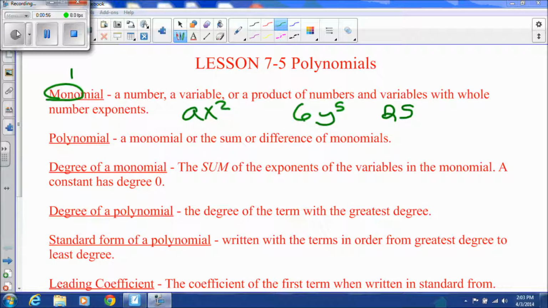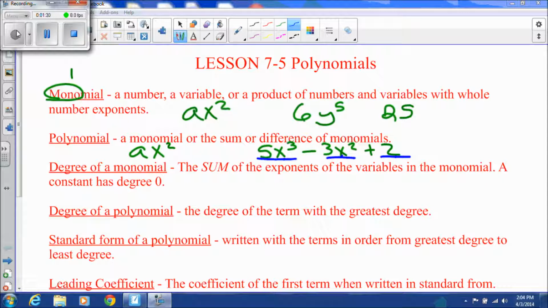A polynomial is a monomial or the sum or difference of monomials. So a polynomial could include the example we talked about previously, 8x squared. It could be something like 5x cubed minus 3x squared plus 2. That's also a polynomial. Polynomials have terms that are separated by plus and minus signs. So this particular polynomial has 3 terms, 1, 2, 3.